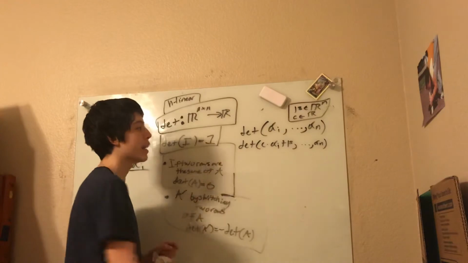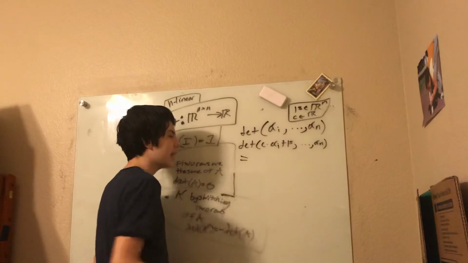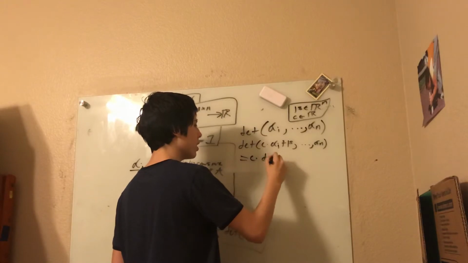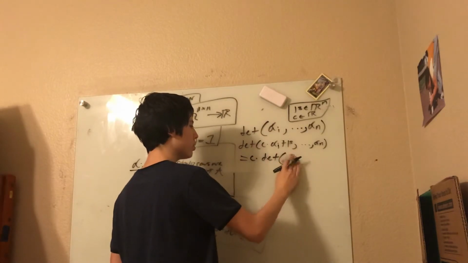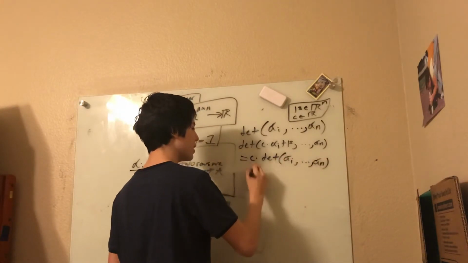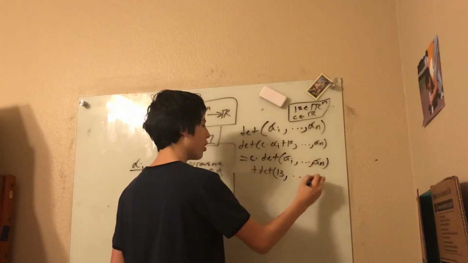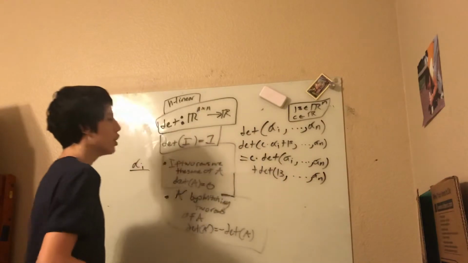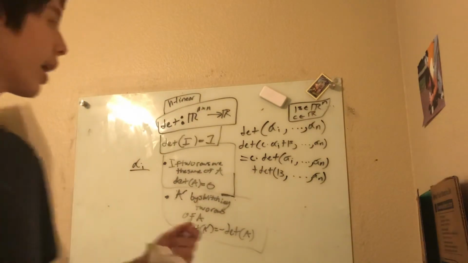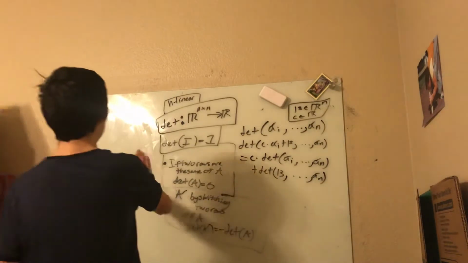Then we can ignore all of these for a second, right? Fix them, quote unquote, and we could say that this is equal to C times the determinant of the original, plus the determinant of B replaced with A i, all the way to A n. Right? So this is actually how we calculate determinants and find the area by its linearity. And it also works because it preserves linearity, right?